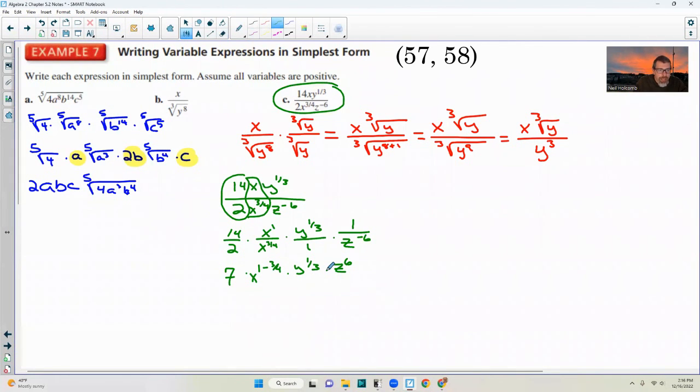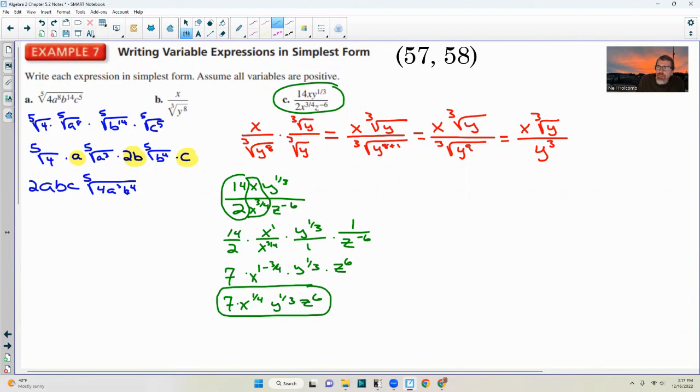All right, so it's getting more simplified. Nothing I can do with this 7 times x. 1 minus 3/4 is 1/4. Y to the 1/3 z to the 6th. Okay, and we're done. That is the answer. So I think it's easier to split it up and give every variable and constant or coefficient its own fraction and simplify each one at a time. And there you have it.